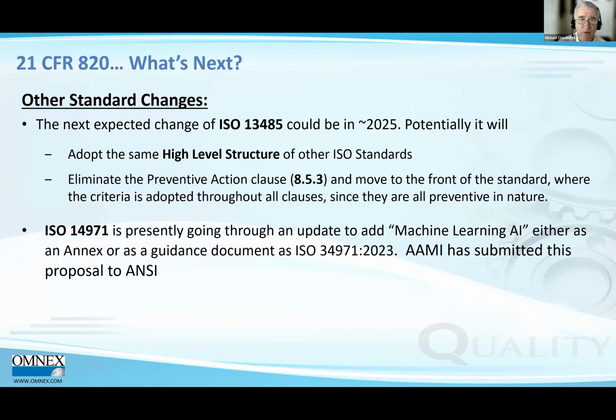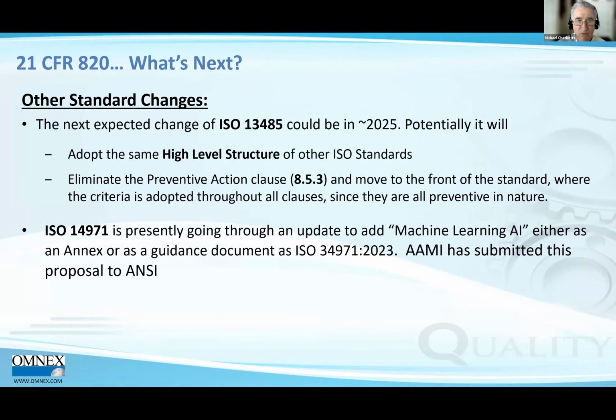Also, many of you may be aware that 9001 and other ISO standards have eliminated the preventive action clause. Why? Because all the clauses of 13485, all the clauses of all the ISO standards are preventive in nature. And if the requirements of preventive action, clause 8.5.3, are all integrated in the other clauses, then preventive action clause disappears. That may or may not happen. That's conjecture on my part, although discussions are occurring about this as we speak.